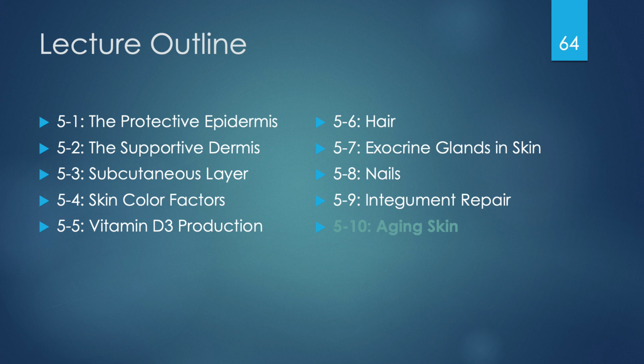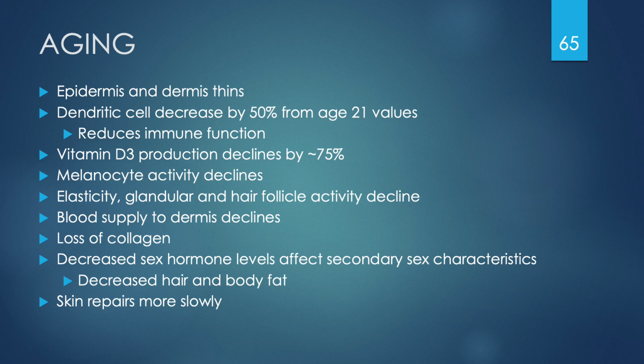Lastly, we have aging skin, section 5-10. Aging skin. Well, this is the bad news bears slide of the whole entire presentation. Basically, everything falls apart, okay? So the epidermis and our dermis thin in time, and so that can create all sorts of risks. So if our dermis thins, we're more prone to injury, and if we're more prone to injury, then that can create a passageway for microorganisms to gain access to subcutaneous tissues and therefore infection.